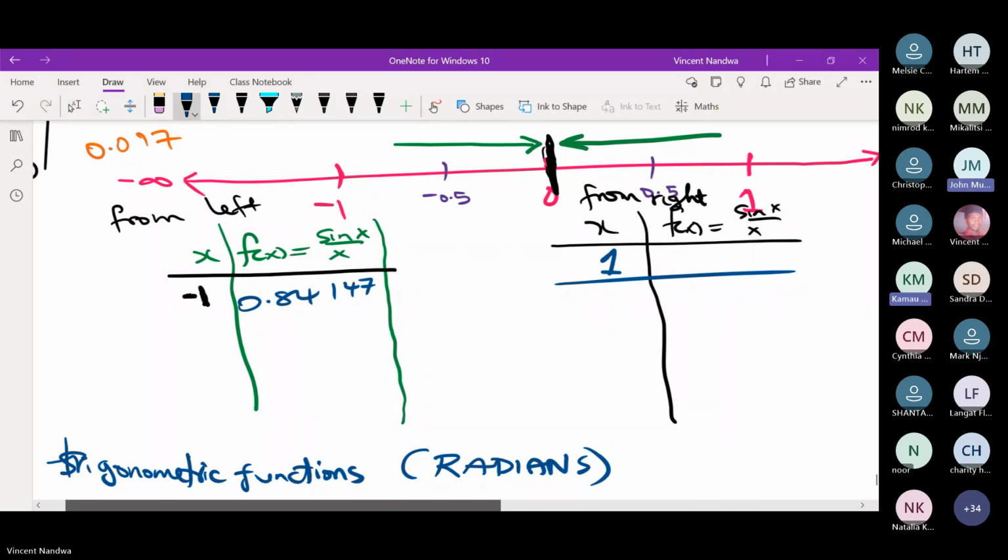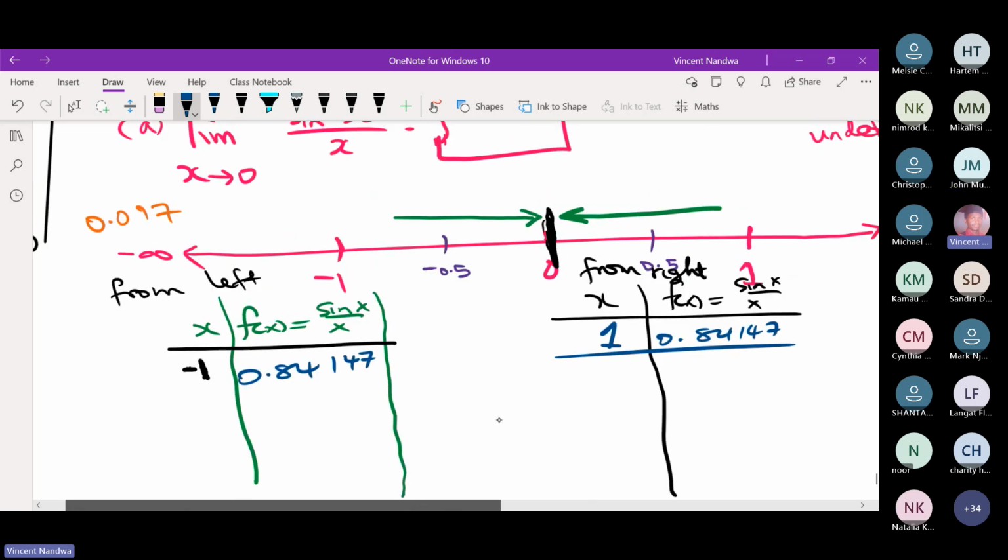The same value. So 0.84147. Remember now, this is how we are working. From the left-hand side, this table here, I was at -1. Remember, we want to get closer to 0. So let's now say we move to -0.5. Let x be -0.5. What is the value of sine of -0.5 over -0.5?